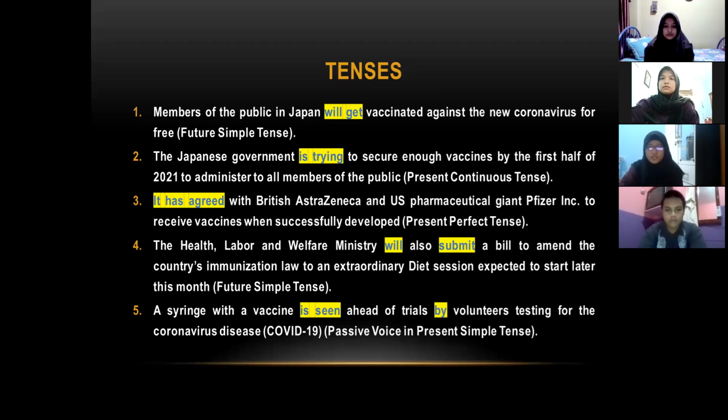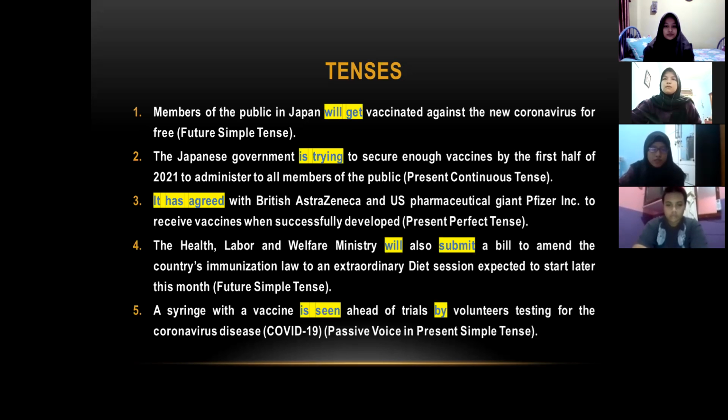So based on the article, we got around five tenses. Number one is: members of the public in Japan will get vaccinated against the new coronavirus for free. This uses the future simple tense because there is will get. So the formula is will plus verb one.